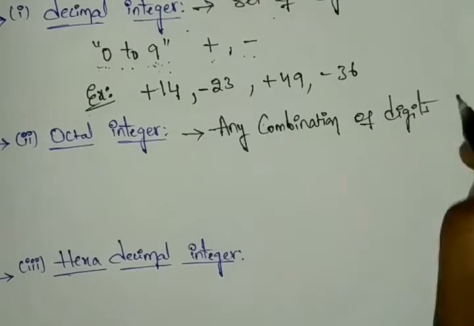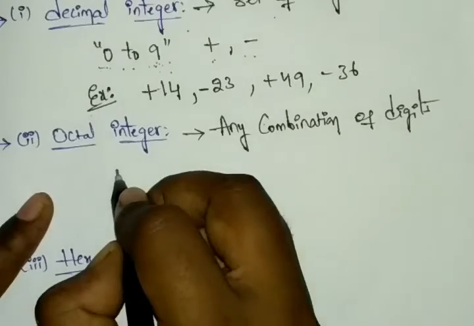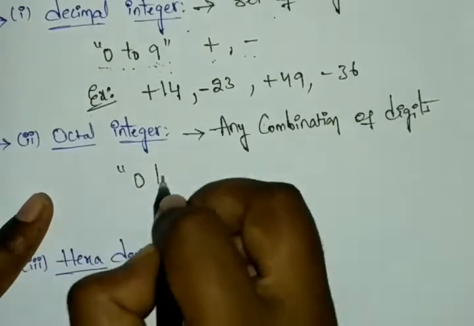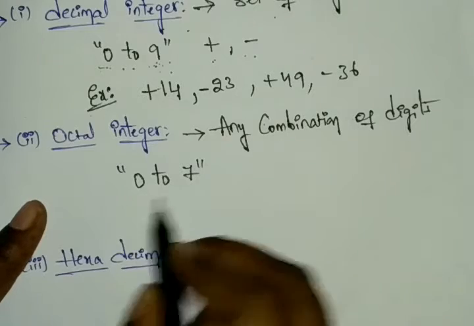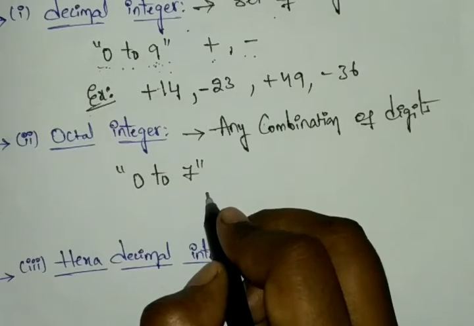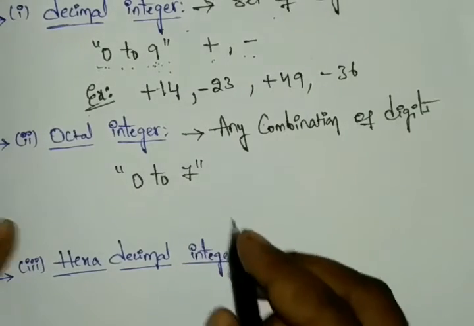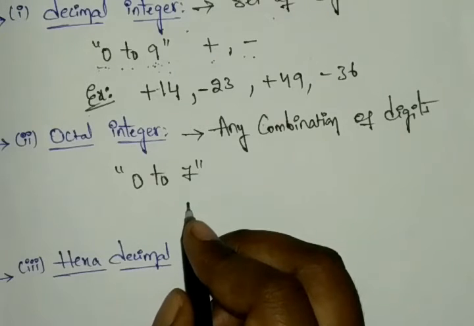And here these octal integers accept numbers from 0 to 7. Why? Because here we are starting with 0 and stopping with 7, right? And here definitely there will be one doubt.